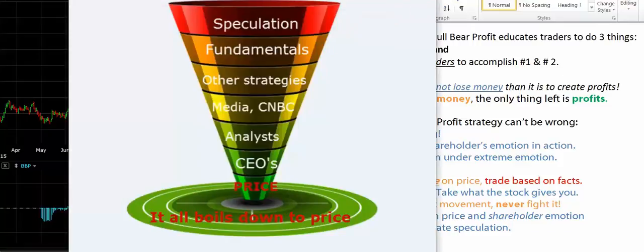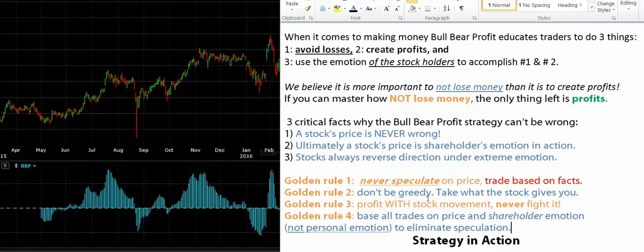Ultimately, speculations are opinions. This here is a funnel, a quick example of speculations. Ultimately, all this comes down to price. It all boils down to price. So let's see the strategy in action.